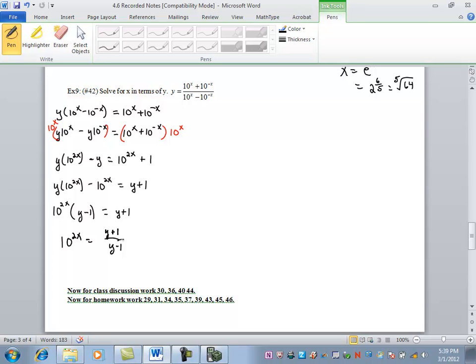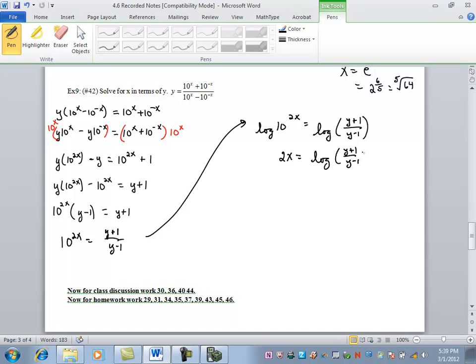And now, of course, we've got a base 10, so we can take the common log of both sides here. The common log of 10 to the 2x equals the common log of y plus 1 over y minus 1. And so we've got 2x equal the log of y plus 1 over y minus 1. Multiply both sides by a half, so x equals 1/2 times the common log of y plus 1 over y minus 1.